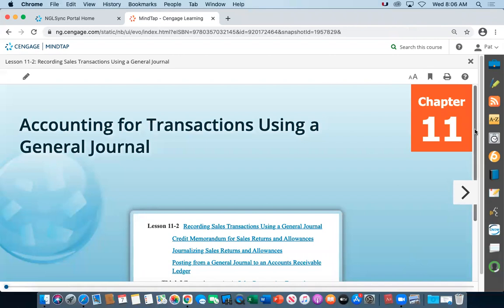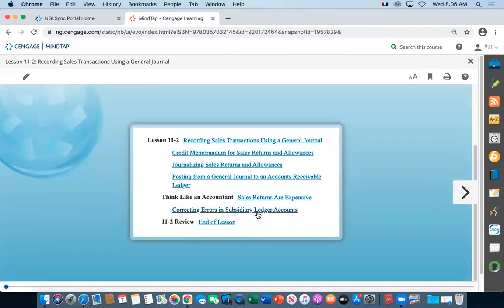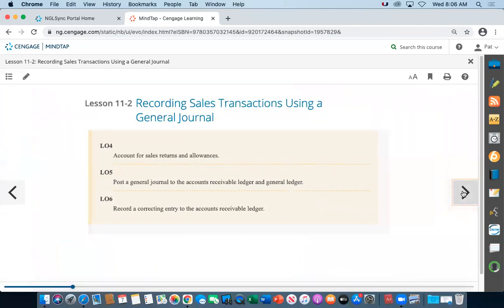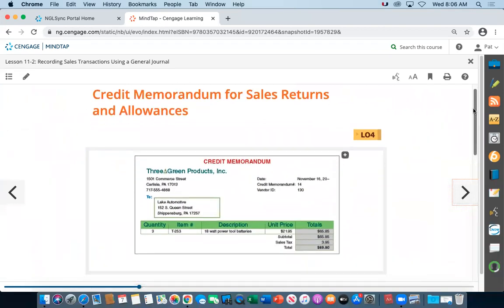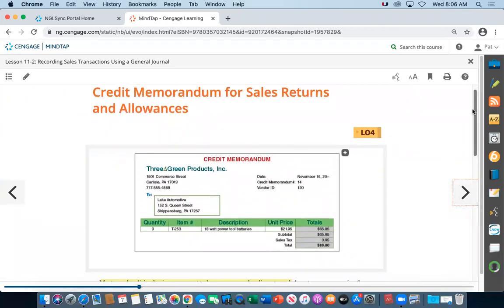So we are going over 11.2 notes. We're going to do sales returns and allowances. So we're going to talk about some contra accounts. We talked about credit memorandums and debit memorandums.